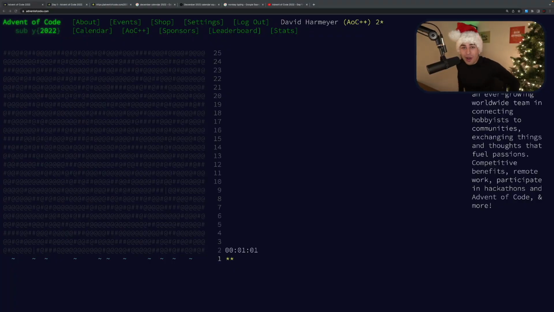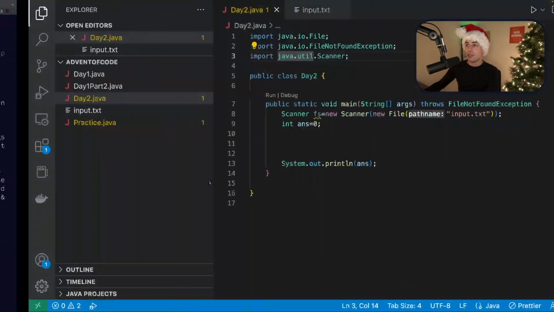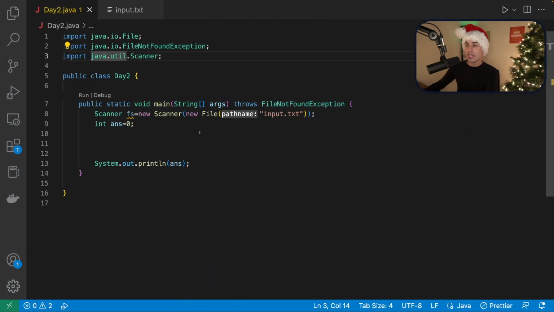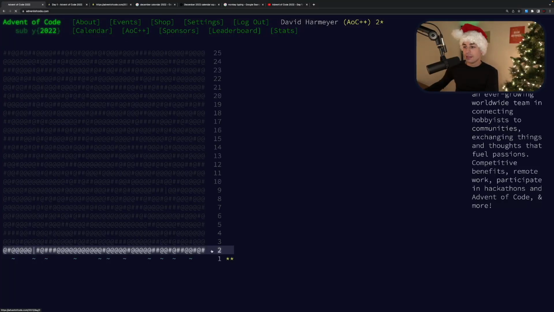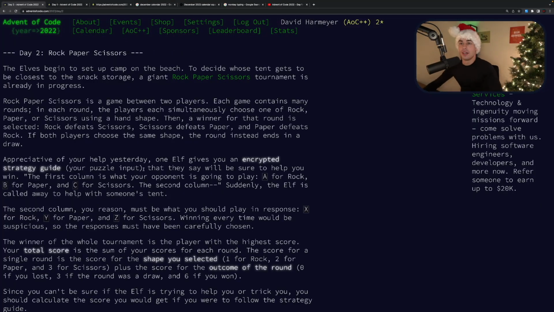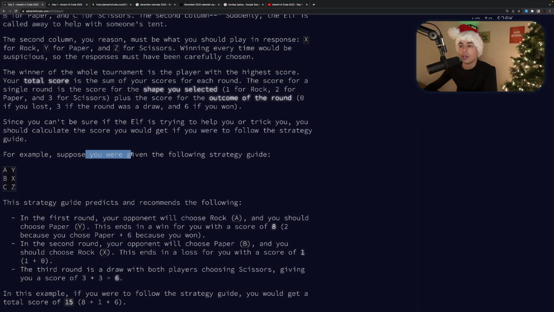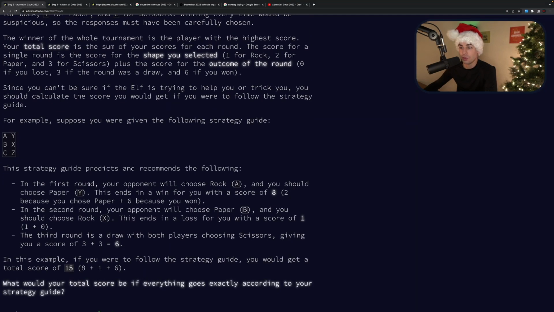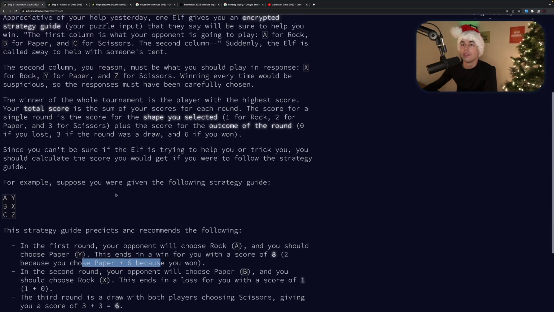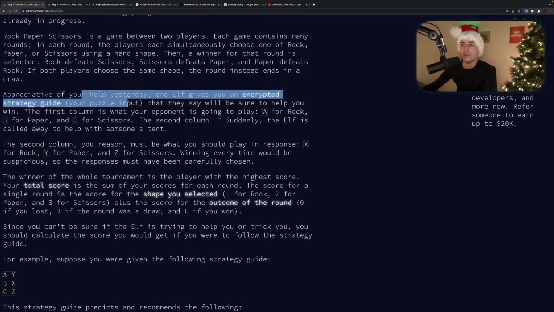Good morning, welcome. We got 5 seconds here. We got everything all ready. Let's see the problem. The elves have come back. Rock, paper, scissors. Okay. So this means in the first round, rock, you should choose paper. If you score 8. Okay. Let's see. Okay. We have an encrypted strategy guide. Your puzzle input.